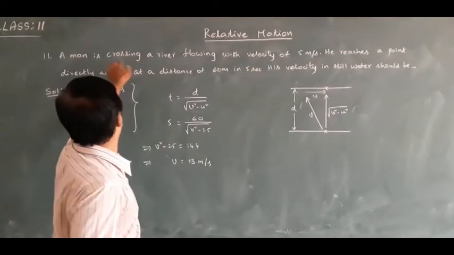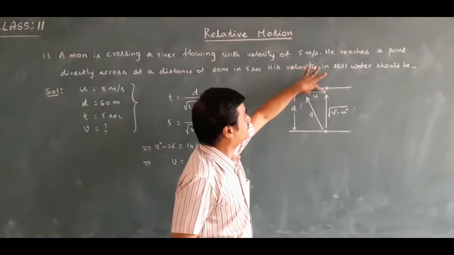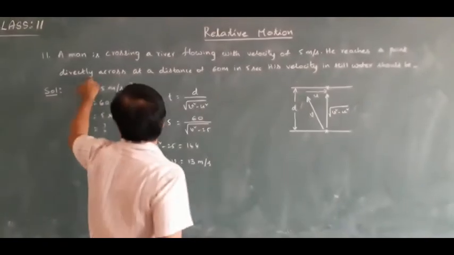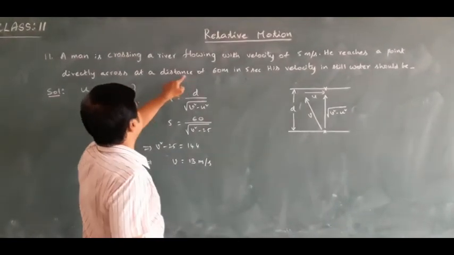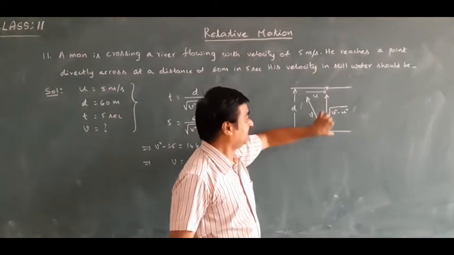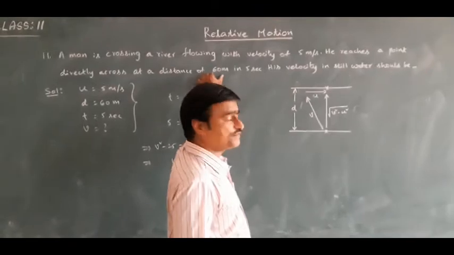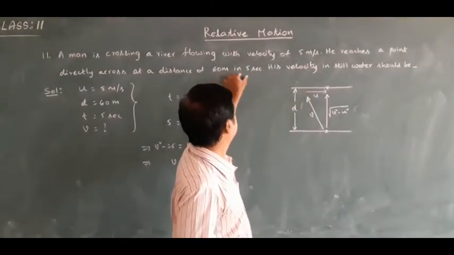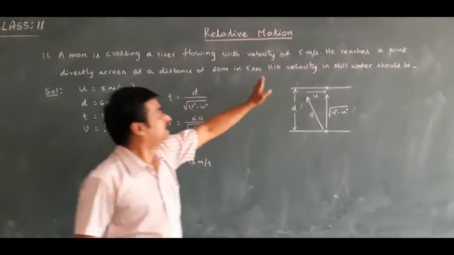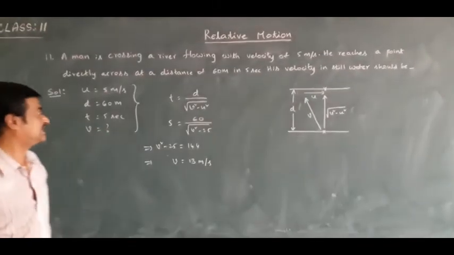See, a man is crossing a river flowing with a velocity. The velocity of the river is this one. He reaches a point directly across at a distance of 60 meters in 5 seconds. The time taken is 5 seconds. What is his velocity in still water?